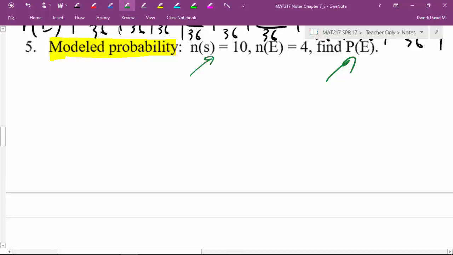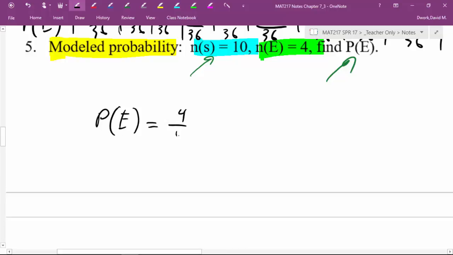They're telling you the cardinality of the sample space is 10. They're telling you the cardinality of the event is 4. Therefore, can you find the probability? Well, yeah, the probability of our event would be 4 out of 10. Right, because it's the cardinality of the event divided by the cardinality of the sample space. So that would be 2/5, or 0.4, or 40%, right? Just being silly, right? Any of the representations is fine.